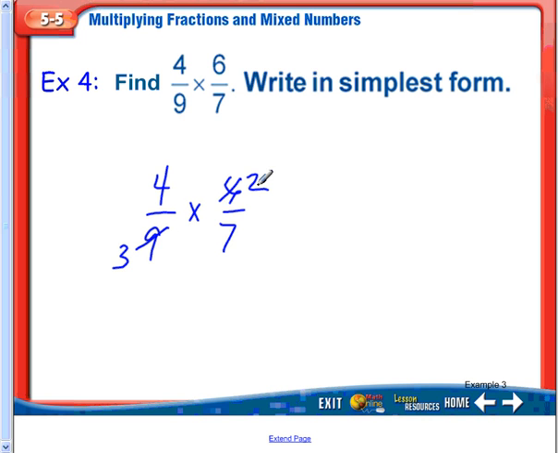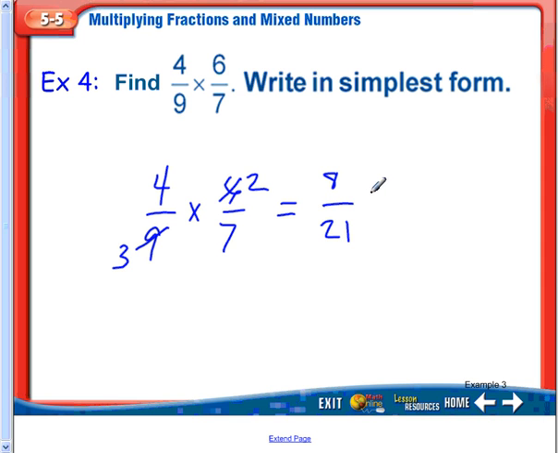And I'm going to check my numerators and denominators again, and there's nothing more that I can simplify at this time. So 4 times 2 is 8, and 3 times 7 is 21. And there's no numbers that I can use to divide into both 8 and 21, so this is in simplest form.